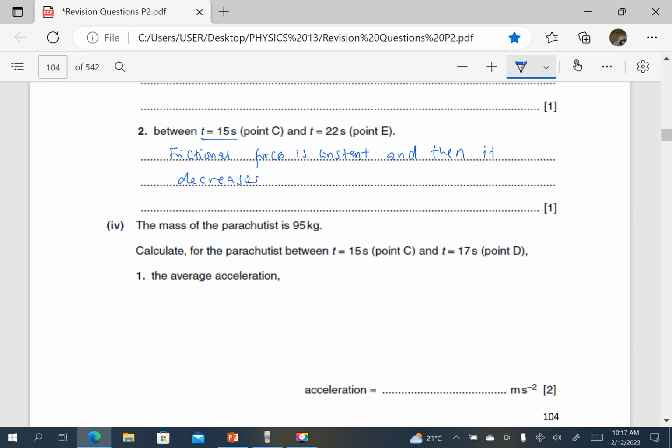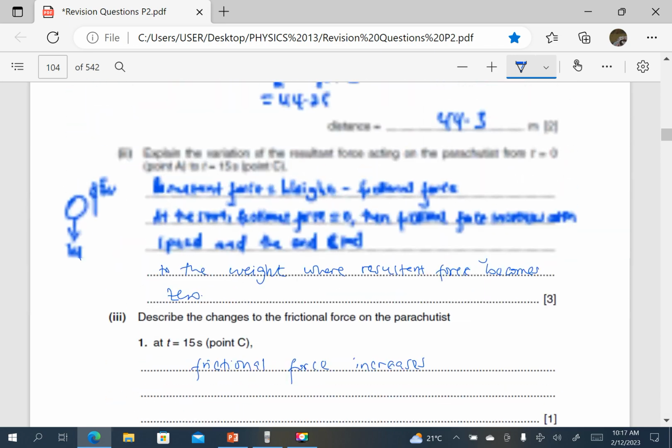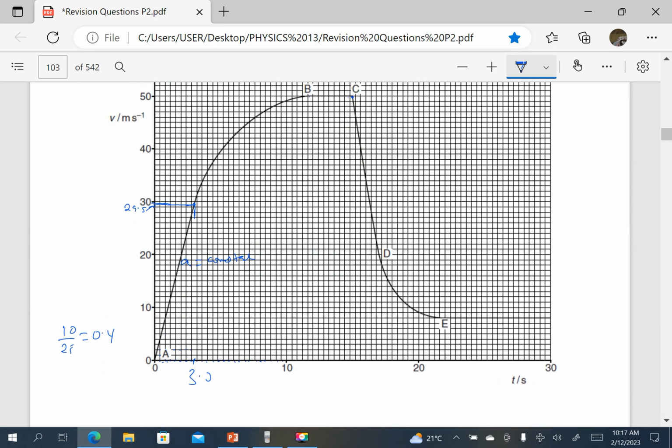The mass of the parachutist is 95 kilograms. Calculate for the parachutist between t equals 15 and t equals 17 the average acceleration. Of course, we know that acceleration is equal to change in velocity over change in time, which will be v2 minus v1 over the change in the value of time. So let's see the change in the values of v between t equals 15 and t equals 17.